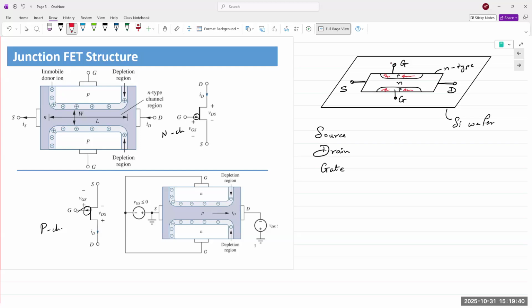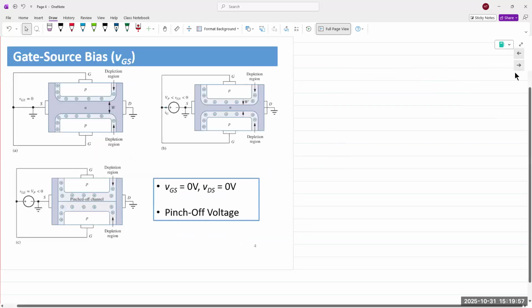In a P-channel JFET it is the exact opposite. It's a P-type material, with implanted or diffused N-type material on either side. So we have majority carriers of holes and a P-type channel. So that's where we stopped. We have the source, drain, and the gate, which is symmetrical.